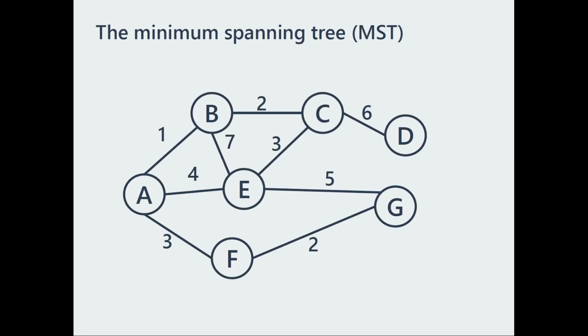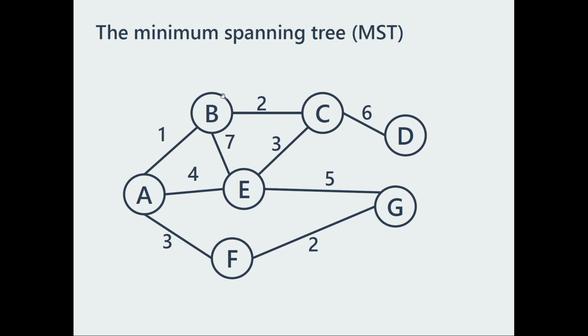Let's try Kruskal's. So we take the smallest edge first, AB, and then maybe BC, and then FG, and then CE. Next is FA. So can you imagine the tree? Then finally, CD. Because there's no other edge that is small enough that won't form a cycle. So we got this one and this one as our minimum spanning tree.